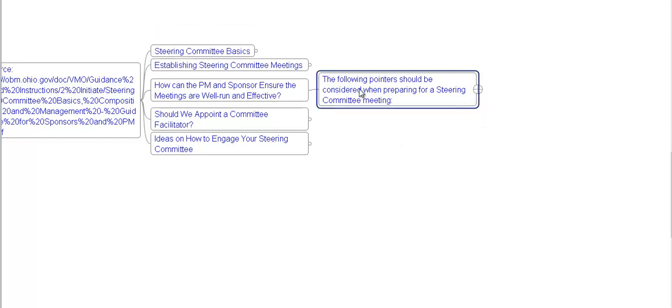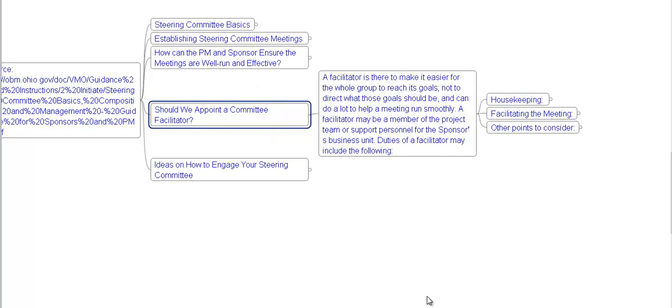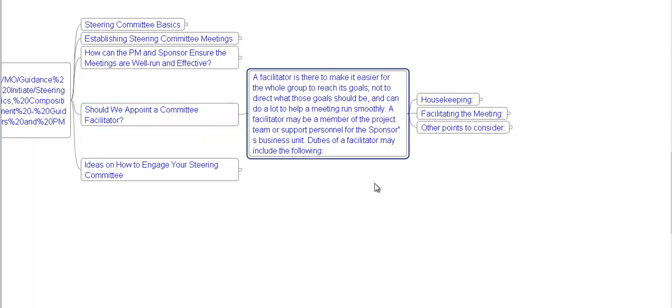Now let's move to the next topic. Should we appoint a committee facilitator? A facilitator is there to make it easier for the whole group to reach its goal, not to direct what those goals should be, and can do a lot to help a meeting run smoothly. A facilitator may be a member of the project team or support personnel for the sponsor business unit. Duties of the facilitator may include the following.